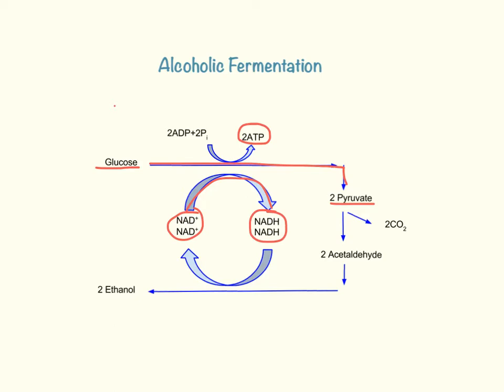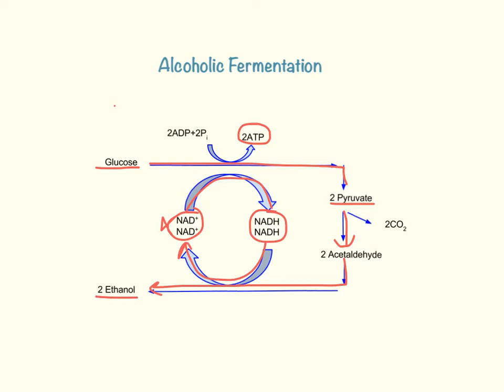There is a limited supply of NAD in a cell. If the cell runs out, glycolysis stops. So pyruvate is converted into a molecule that can take the electrons from NADH and recycle it back to NAD. In this process, ethanol is formed.